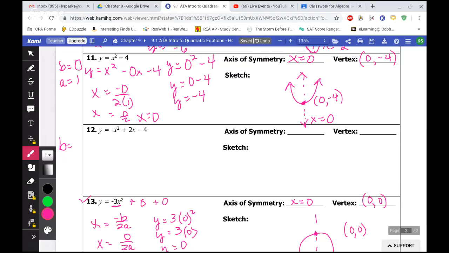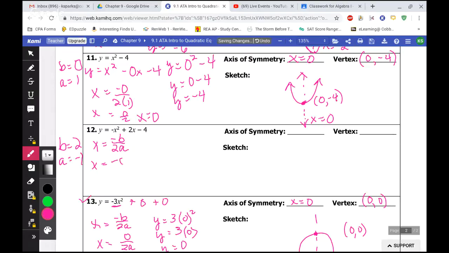So what is my B value? On number 12, I'm sorry. What's the B value on number 12? 2. Good job. What's the A value on number 12? -1. Good job. And just as a reminder, one last time, remember we're looking for the opposite of B over 2A. I'm reminding you that we're using that same formula, because I've been pretty directive in my questions of saying, what's the opposite of B? The reason I'm always looking for the opposite of B is because that formula is x equals the opposite of B over 2A.